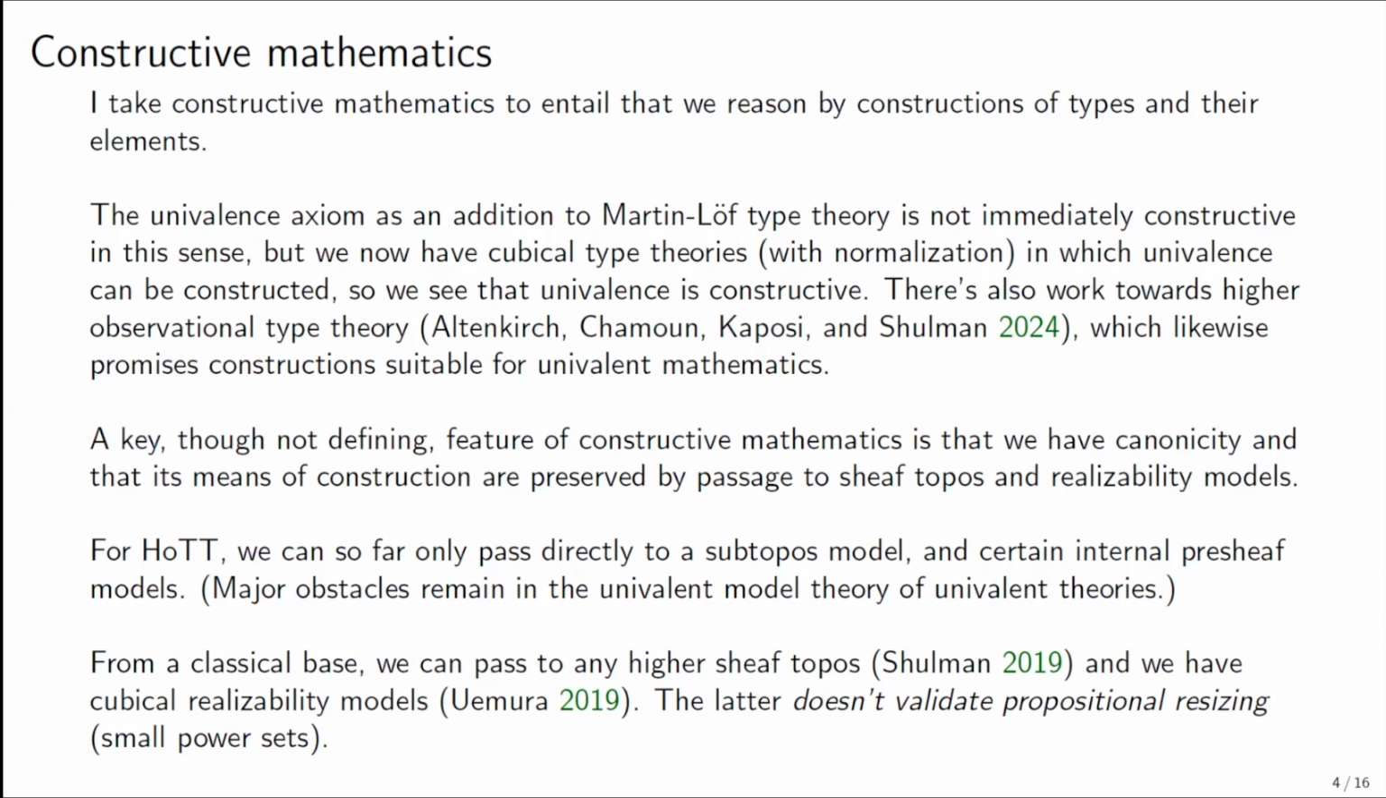Okay, the basic issue is that we don't know how to construct a good theory of infinity one categories in these languages. However, if we start with a classical base, we do know how to pass to any higher sheaf topos. That was done by Mike Schulman, and also to cubical realizability models. And I think it's interesting to note that the cubical assemblies models of Uemura do not validate that power sets are small. So we can state the axiom of propositional resizing: if you have a proposition in a large universe, then it is already equivalent to a proposition in the smallest universe.